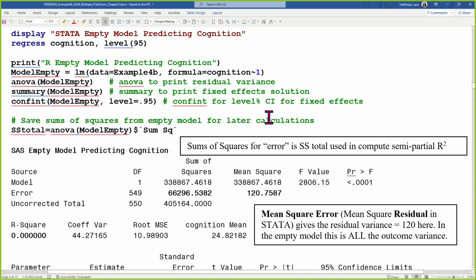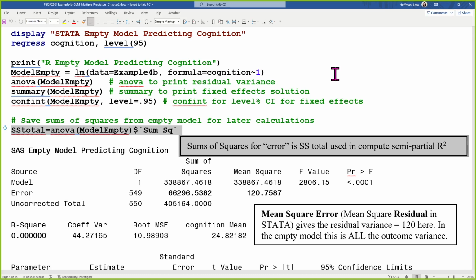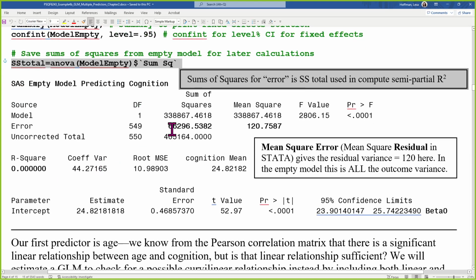One additional thing from the empty model that I want to point out to you is that in R, I'm using it to save an object, which is the total sums of squares. That's going to show up later in my semi-partial eta square calculations, that value. So I extracted that from the empty model and saved it as an object. So that number is right here. That's my total sums of squares, taking into account the intercept. So that's all the information there is in this variable.